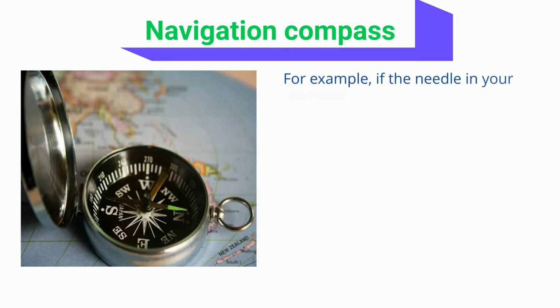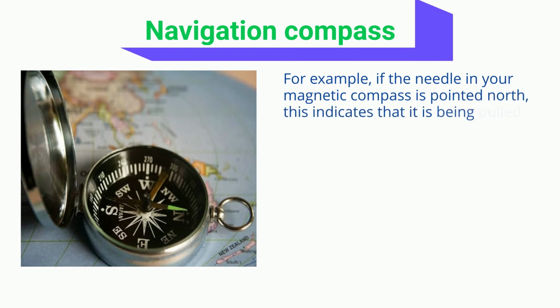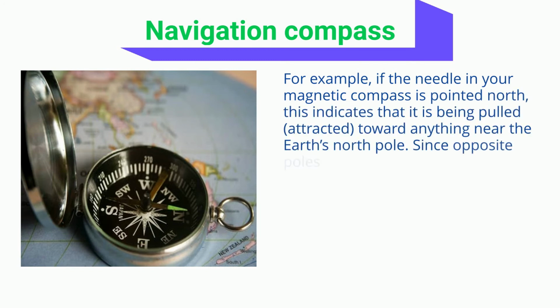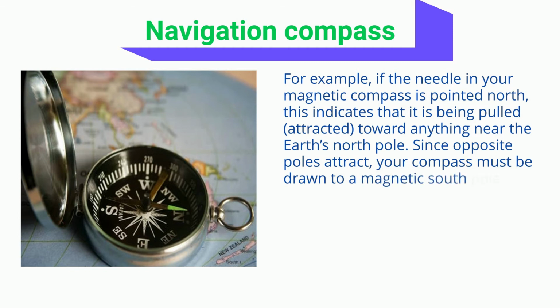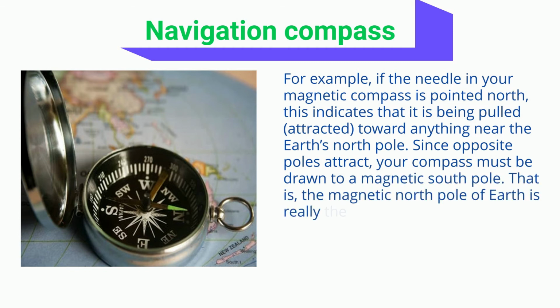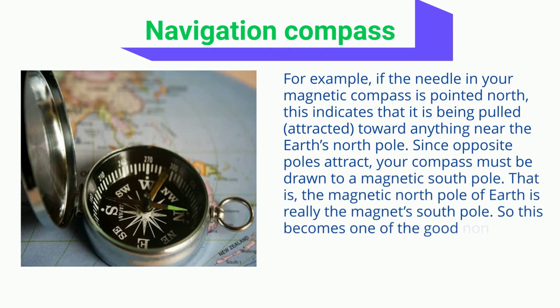For example, if the needle in your magnetic compass is pointed north, this indicates that it is being pulled, attracted, toward anything near the Earth's North Pole. Since opposite poles attract, your compass must be drawn to a magnetic South Pole. That is, the magnetic North Pole of Earth is really the magnet's South Pole. So this becomes one of the good non-contact force examples.